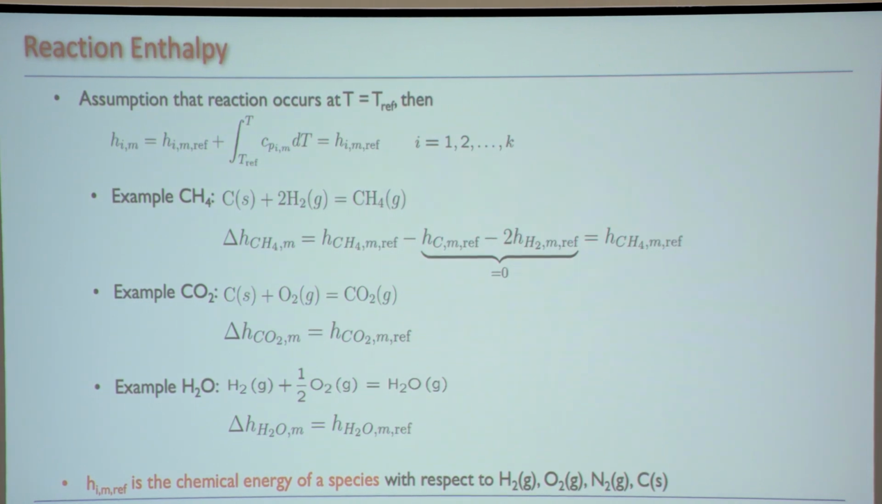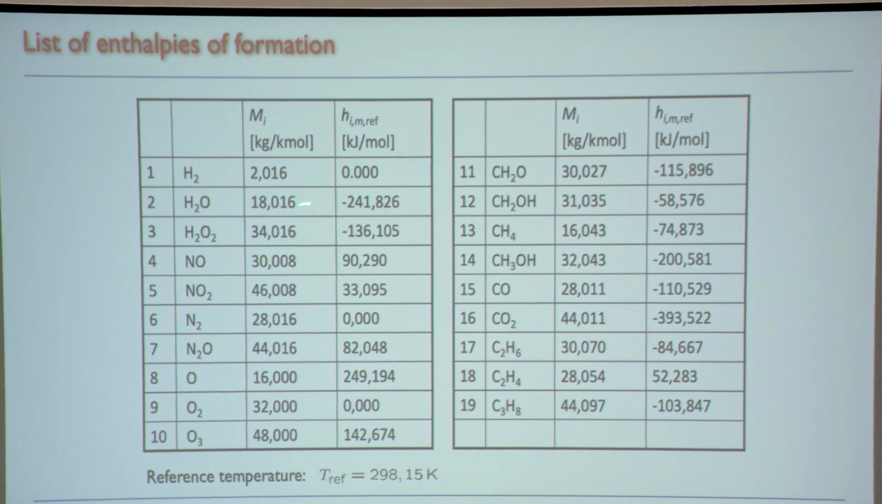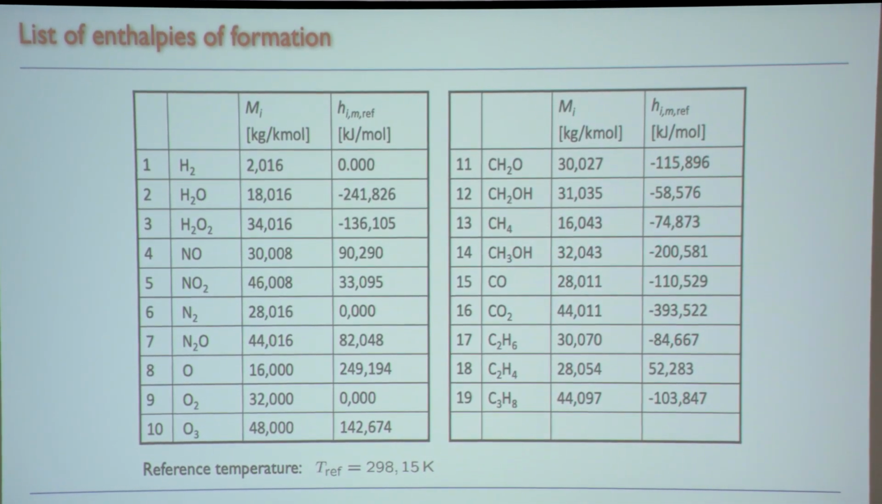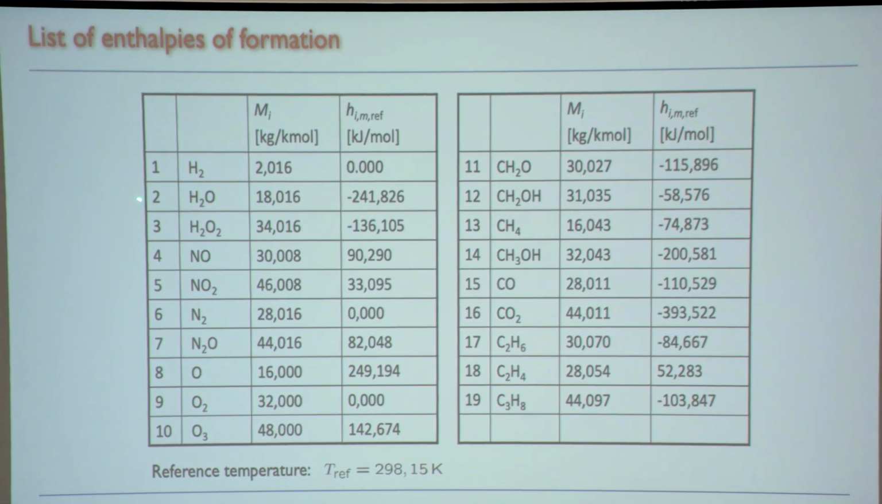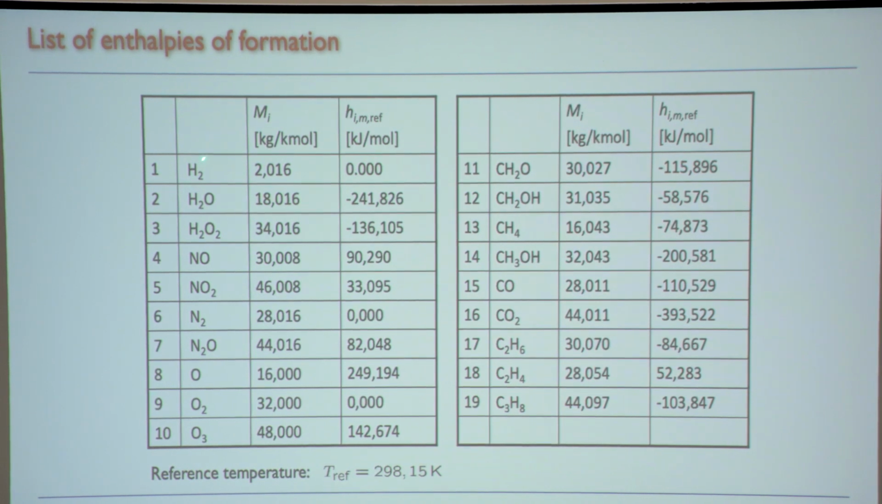So the reference enthalpy, that's the physical interpretation: the chemical energy of a species with respect to these species. And it's tabulated. You can look it up, and then you can determine the reaction enthalpy for any reaction you want. You can see if it's exothermic or endothermic, or how much heat is released, and so on. So this here shows different species and their reaction enthalpy. And again, here you see H2 is 0. That's what we said earlier. H2O is negative. CO2 also must be negative, and so on.